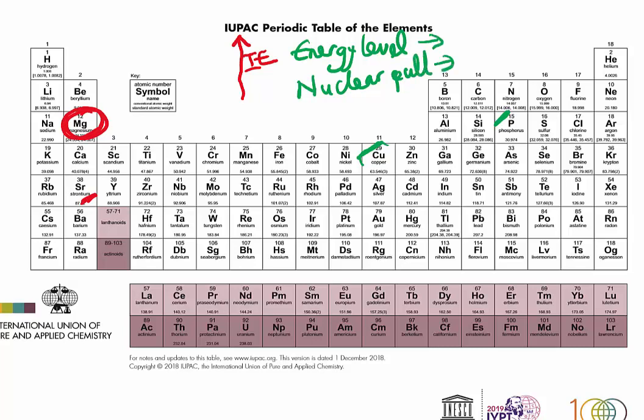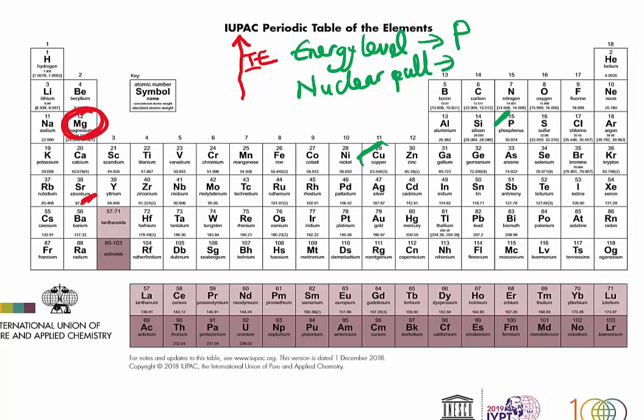Let us take a look at energy level effects. Copper is in period number 4. Phosphorus is in period number 3. We know that the more energy levels you have, the lower your ionization energy will be, because the electron will be too far away from the nucleus. So, on the account of energy levels, phosphorus will have the higher ionization energy.